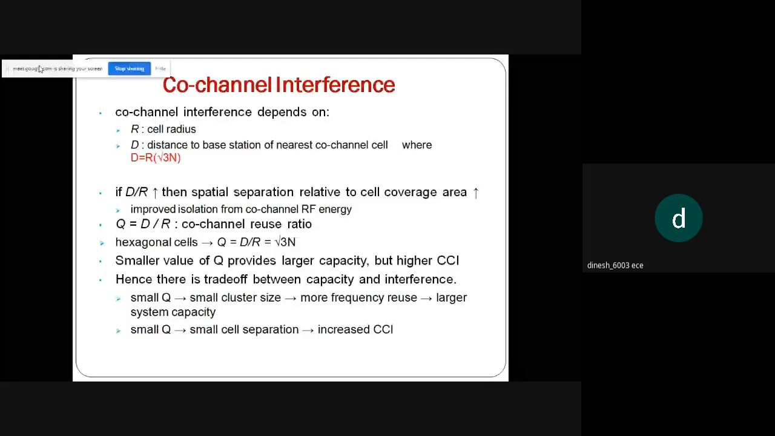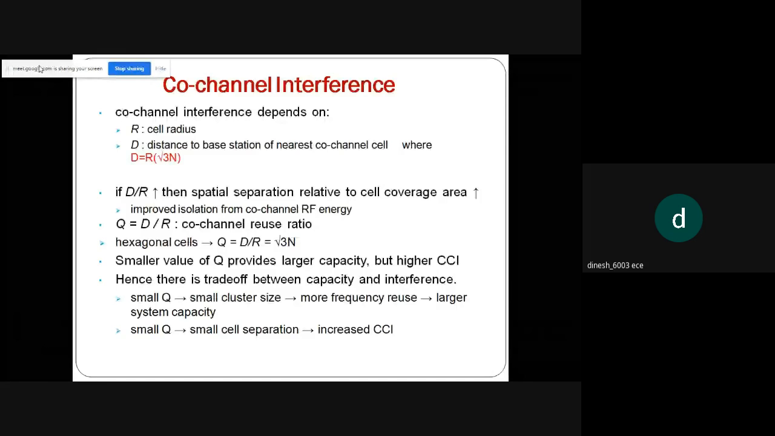At what distance this can be done depends upon the D factor, which is your frequency reuse. So how do I determine that D? D is the distance to the base station of the nearest co-channel cell. So A to A, where D should always be R times the square root of 3N. If D by R is increased, then spatial separation relative to the cell coverage area will improve, and therefore co-channel RF energy will get isolated.